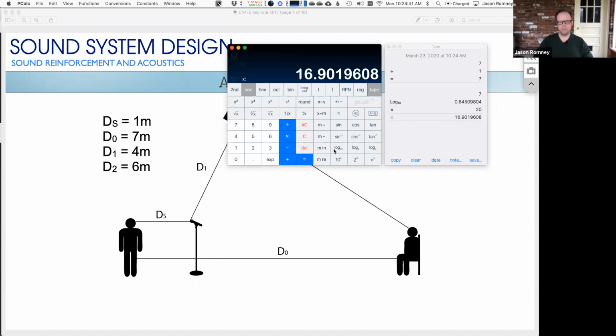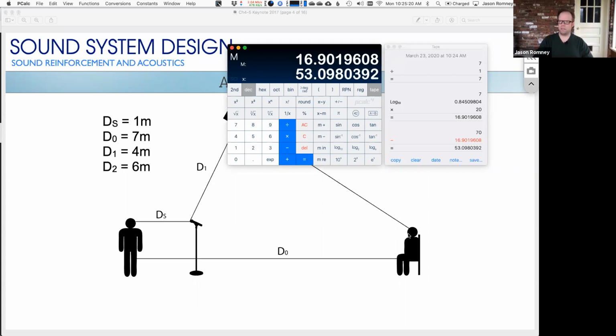And I get 16.9 dB. We then subtract that from the 70 dB that the talker was doing at the microphone. So 70 minus that number, and we end up with 53 dB SPL. What that means is, if the talker is talking into the microphone at 70 dB SPL, the listener is hearing 53 dB SPL because of that extra distance the sound has traveled. It will be quieter at the listener than at the microphone because the listener is just farther away.